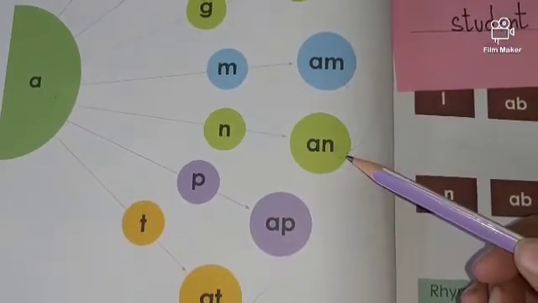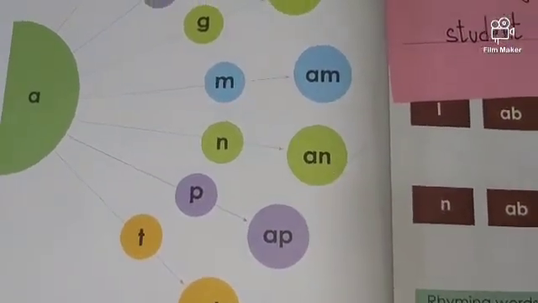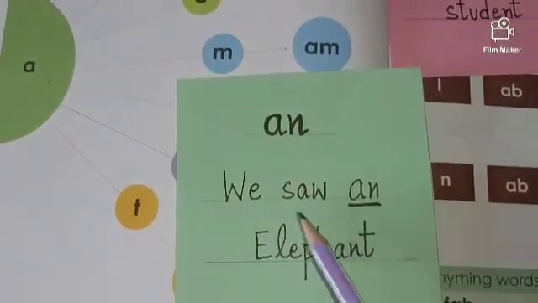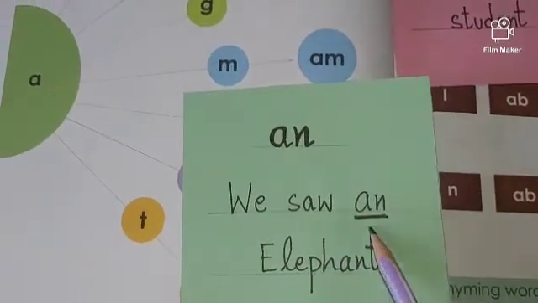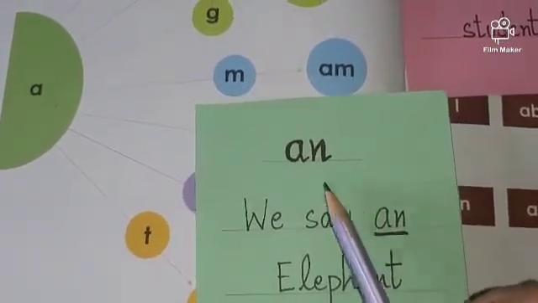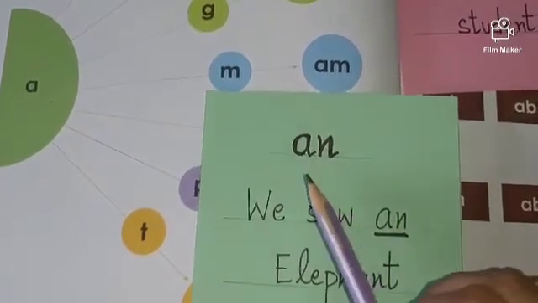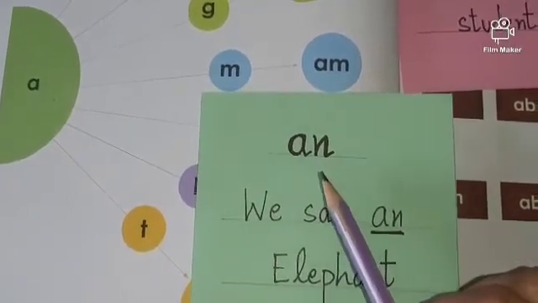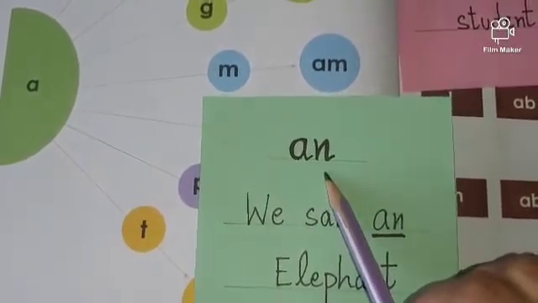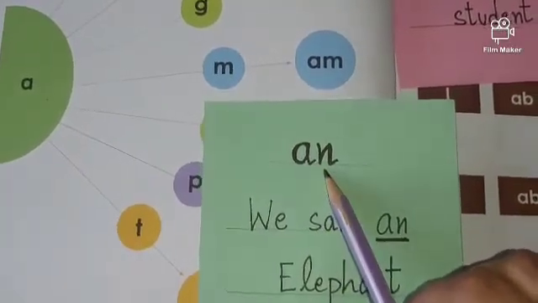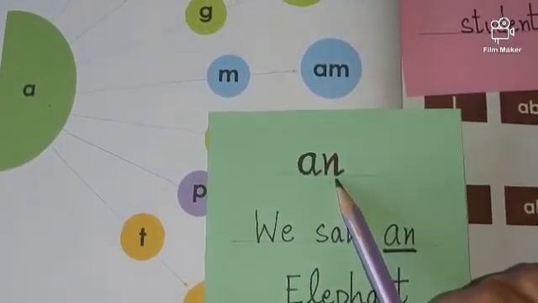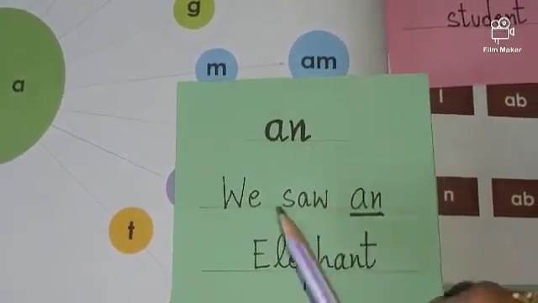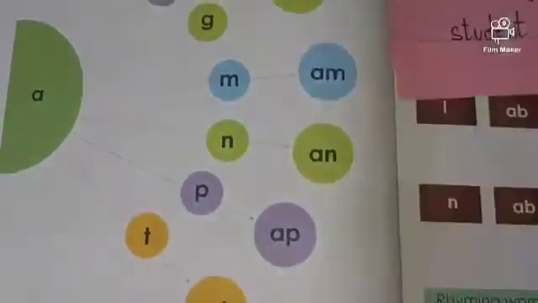Now let's quickly come up to the next sight word. an. An. We saw an elephant. An is a sight word, and an is also an example of the vowel A with a letter to form a two-letter cluster. A is a vowel, N is a consonant, and when they are joined together, they form a set and then they form a word. This is a sight word, and we have seen the example of sight words.